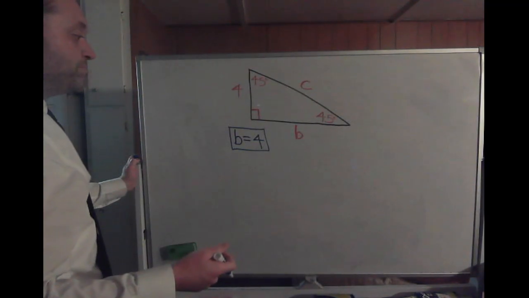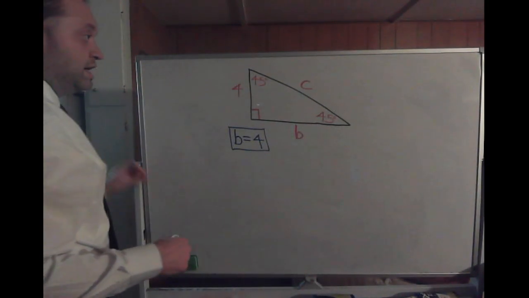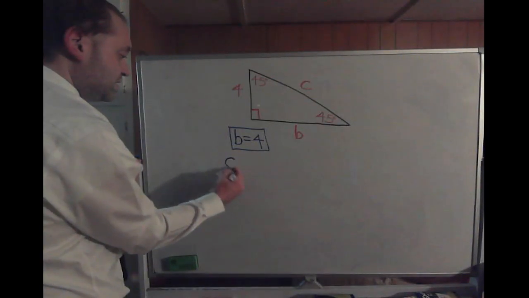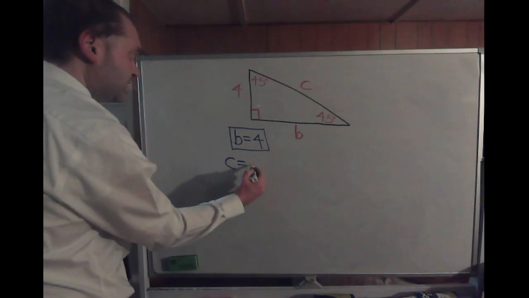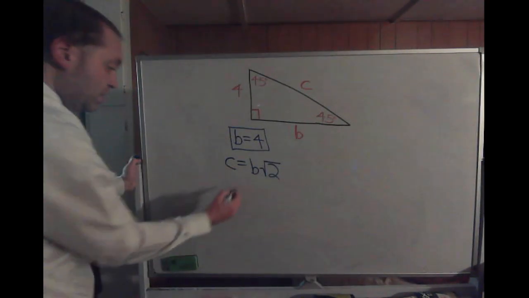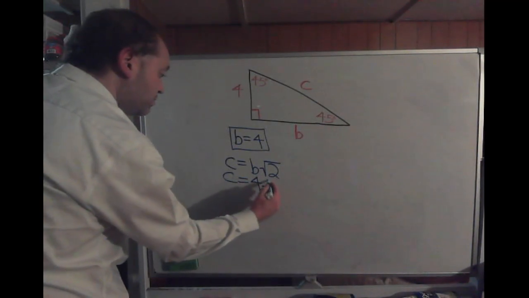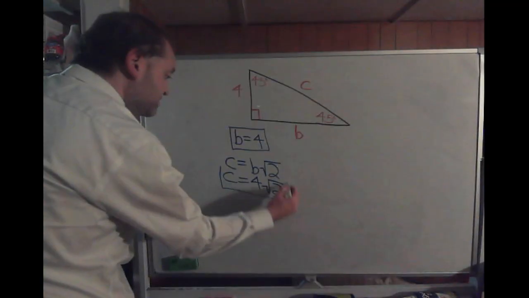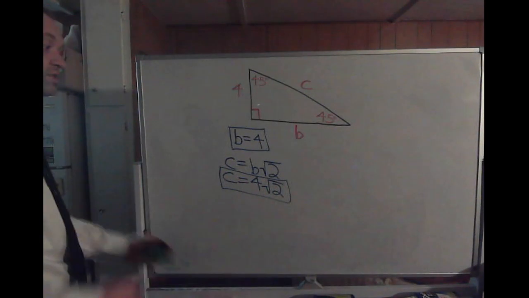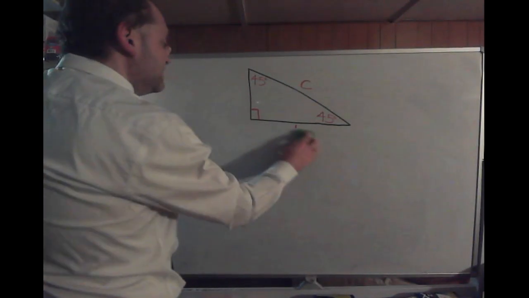That'll help you too. Now the length of C is equal to the square root of 2 times the length of one of your legs. We'll say C equals B times the square root of 2, right? Which means it's going to be equal to 4 times the square root of 2. So the length of the hypotenuse in this case, C, is going to be equal to 4 times the square root of 2. So it's really not that bad. 45-45-90 triangles are quite easy to understand.